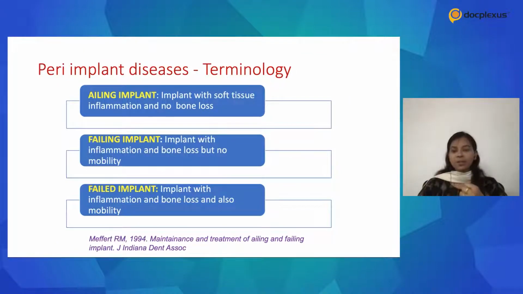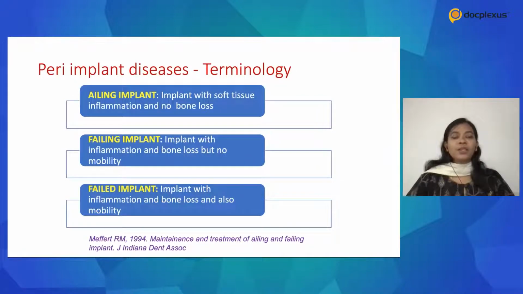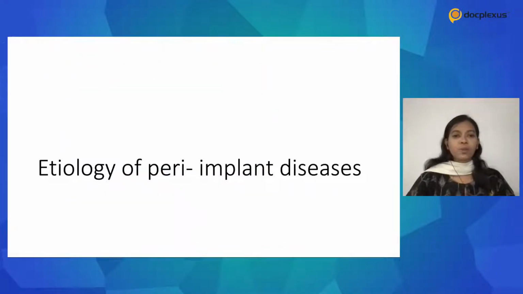That is, there is inflammation, there is bone loss, and there is also mobility. So these are the three important terminologies which you should remember: an ailing, a failing, and a failed implant. And the three parameters are soft tissue inflammation, bone loss, and mobility. So with this, we'll move on to the next.